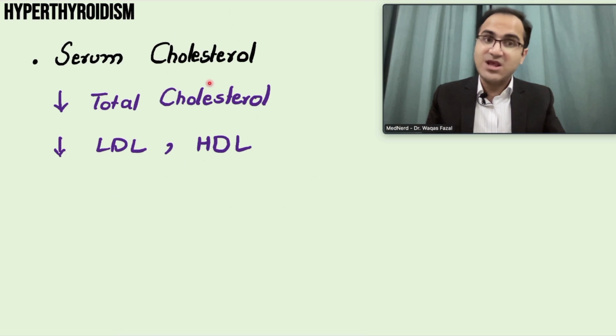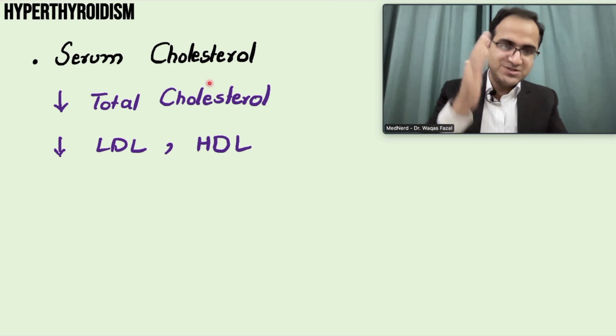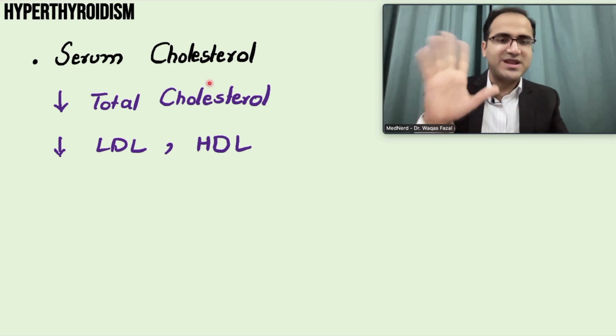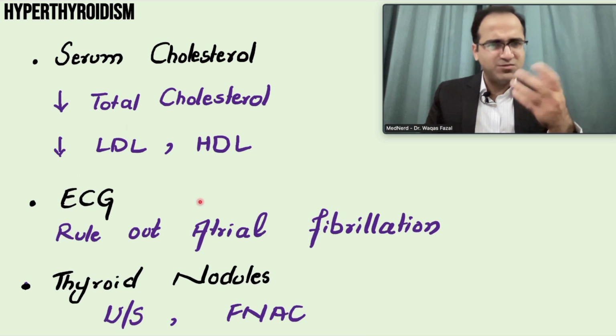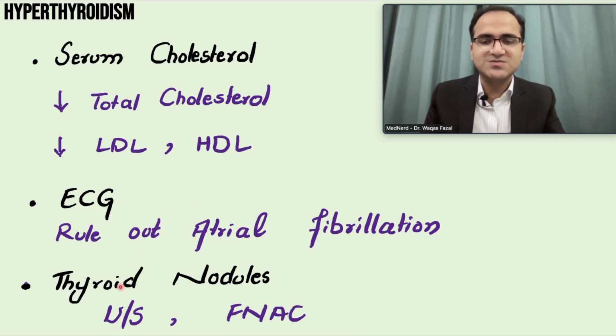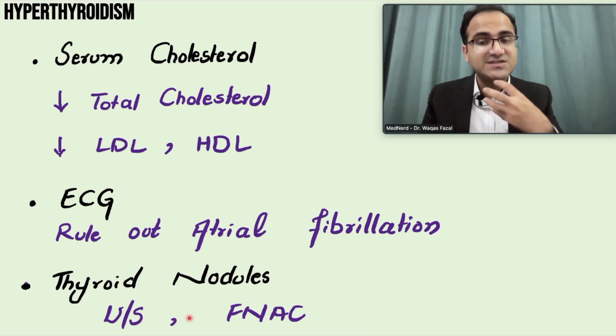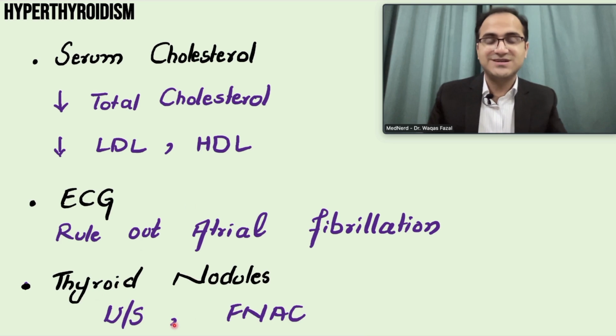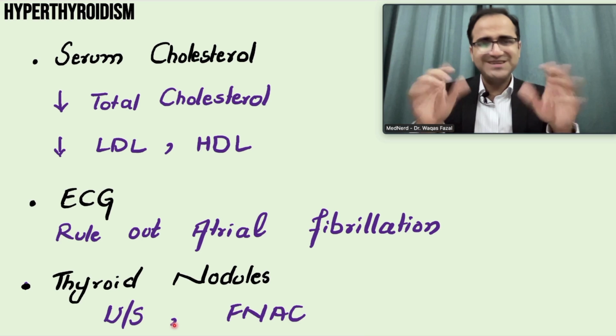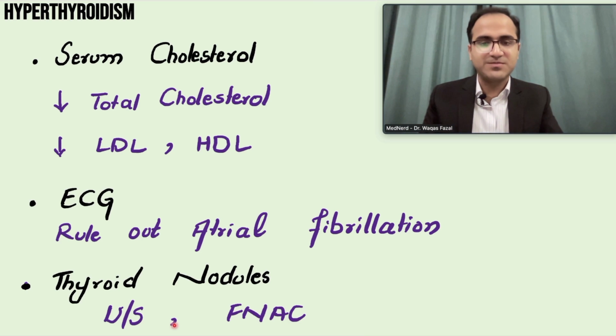Serum cholesterol levels are elevated in hypothyroidism. Serum cholesterol levels are low in hyperthyroidism. On ECG, you must look for atrial fibrillation. Most commonly, you would see sinus tachycardia in these patients. Thyroid ultrasound is performed to look for thyroid nodule, and if you find the thyroid nodule, you go for FNAC. Thyroid nodule workup has been explained in detail in my video on thyroid nodule workup.